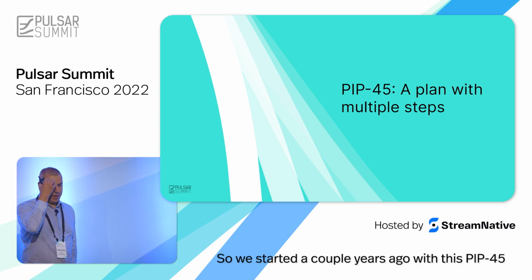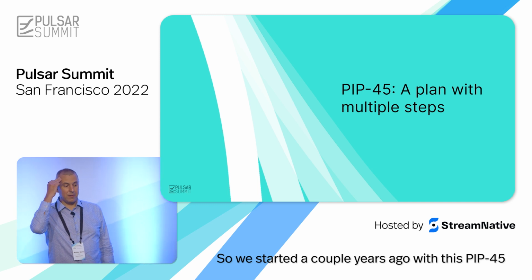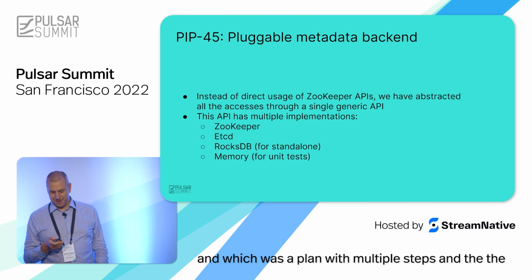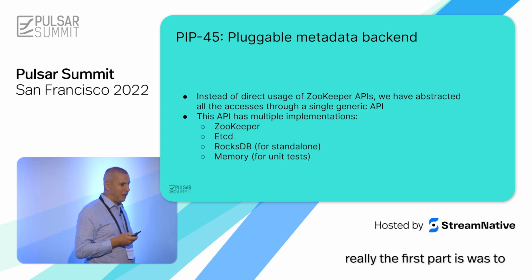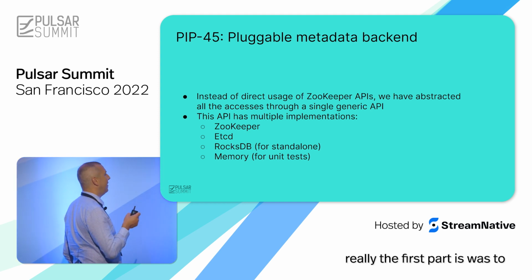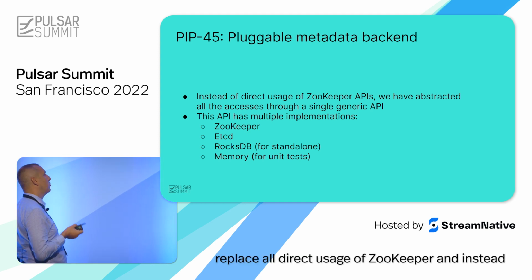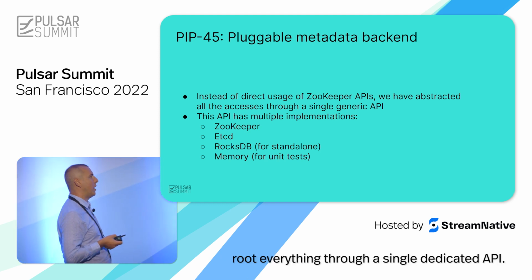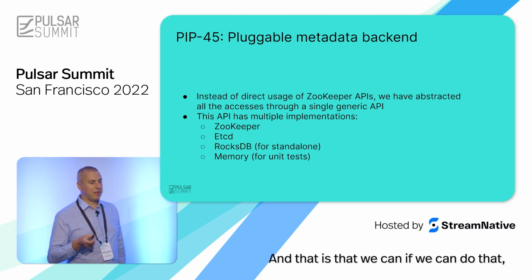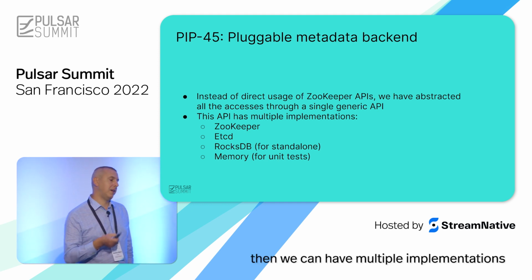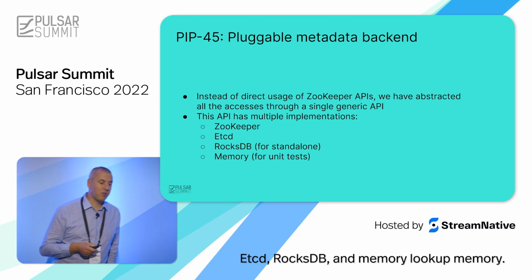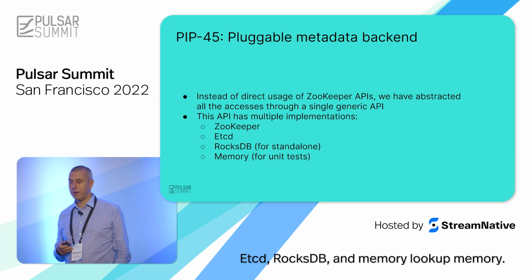So we started a couple of years ago with PIP 45, which was a plan with multiple steps. And really the first part was to replace all direct usage of ZooKeeper and instead route everything through a single dedicated API. And the idea is that if we can do that, then we can have multiple implementations. So we can use ZooKeeper, we can use etcd, RocksDB, and local memory.